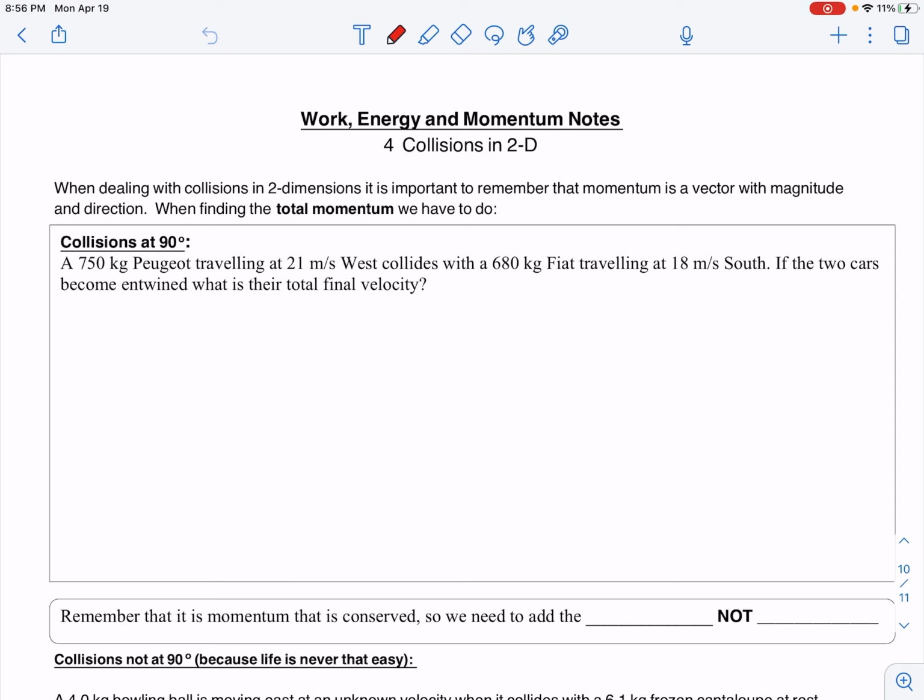The main thing we have to remember is that momentum is a vector, which means it's going to have magnitude and direction. So this is kind of helpful because when we're trying to find the total momentum, we have to remember that momentum is conserved. We also have to do some vector addition.